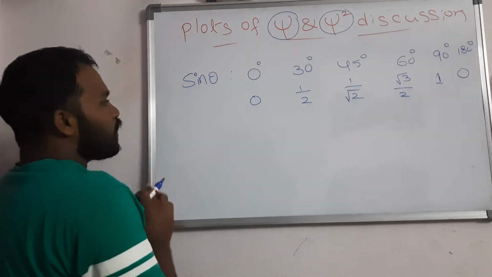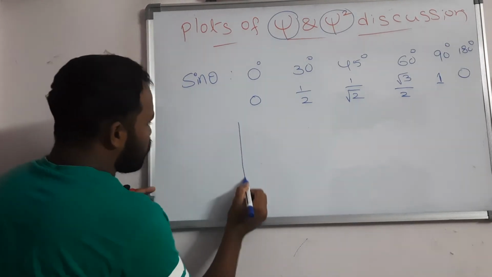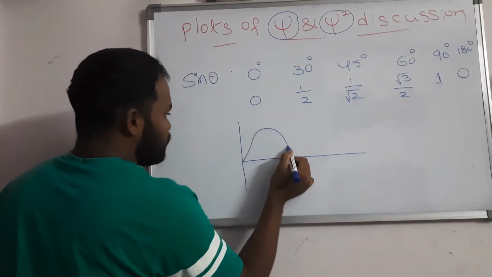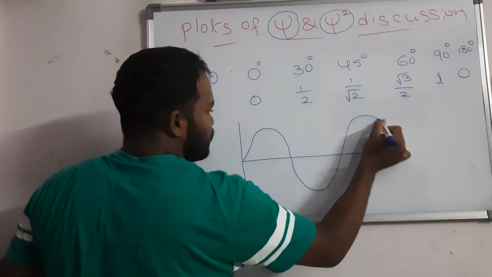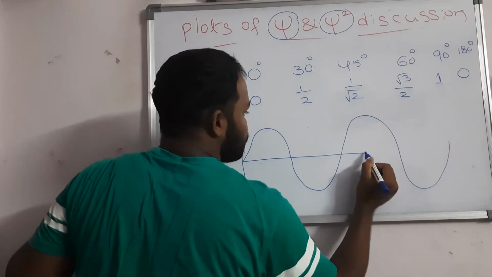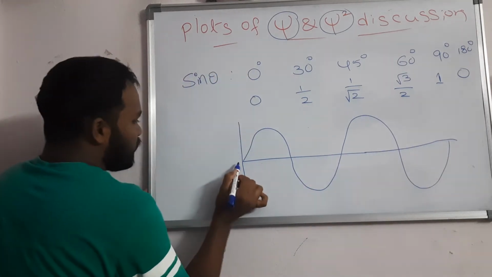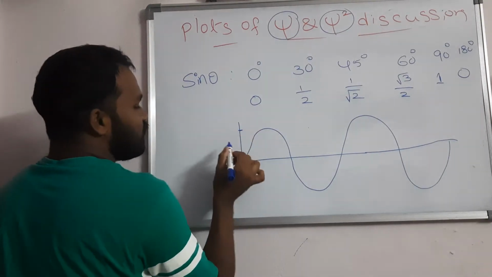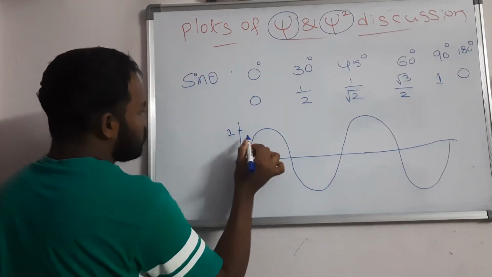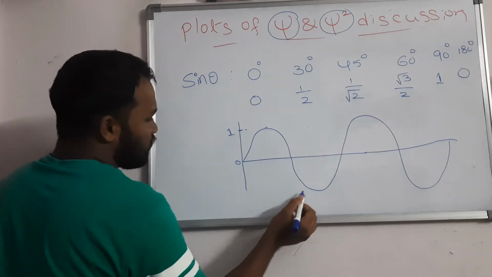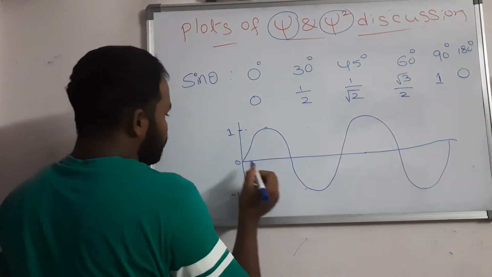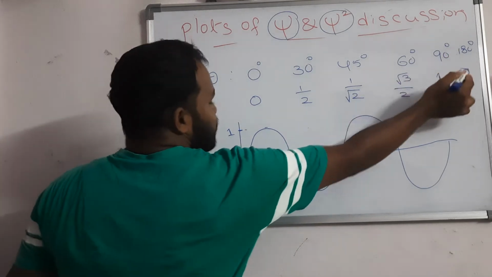Here, for example, this is the wave function. I am going to start at 0, so the value is 0 here. Here the value is 1, so this part's value is 1. This part is negative, that is minus 1, and then it comes back to 0, since sin 180 is 0.